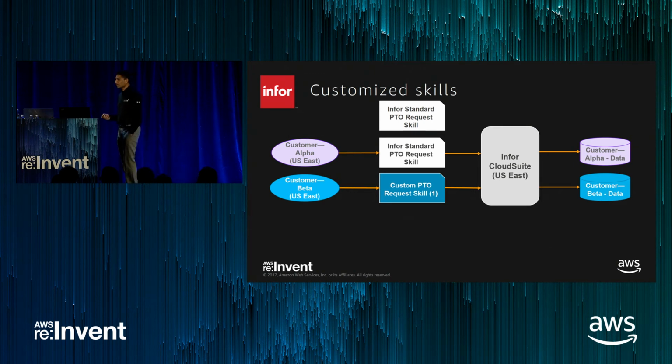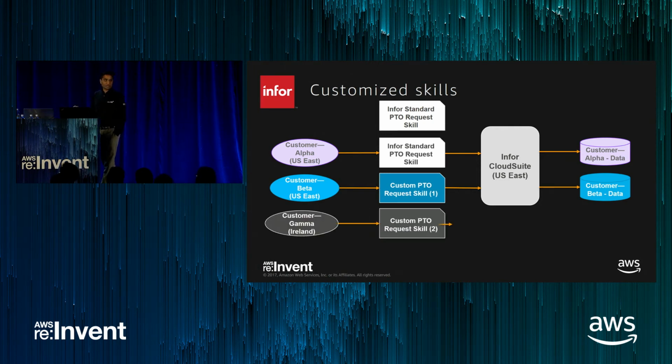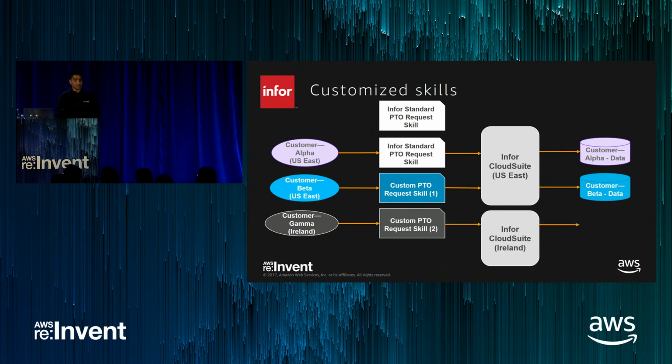They may be modifying an utterance, they may be adding a new utterance, or they may be tweaking some things relating to the API request back to our system. They may be using a different API on our HCM system. So we allow that. And finally, it may be in a different region. There may be a customer called Gamma in Frankfurt or Ireland, and they may have again customized the same standard skill that we provide, using a customized version of our skill. So across the regions, different customers may be using a variant of the skill that we deliver.